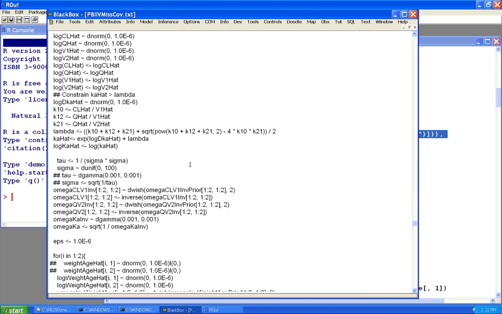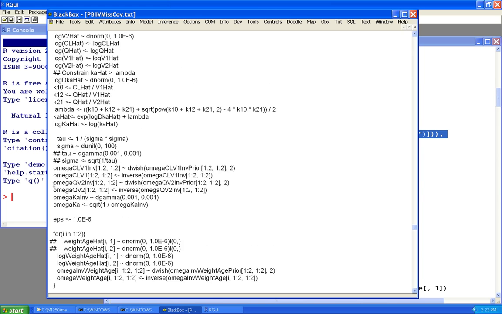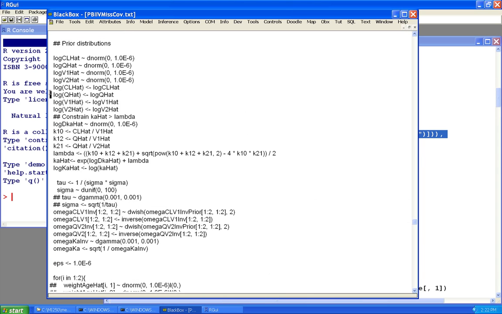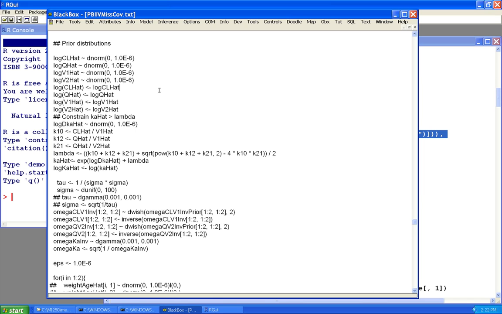Let's see, the only other things that are different would be a couple of things here. We have to introduce priors for a few things. So we've got our prior on our omega, in our variance matrix for Q and V2, or actually the inverse of that covariance matrix. We've got a prior, again, in terms of a Wishart distribution with 2 degrees of freedom on that. Let's see, what else do we introduce here? Well, I guess it doesn't change what we put down for the priors on the individual means here, like for our log V2 hat, log Q hat. That doesn't change anywhere in here.